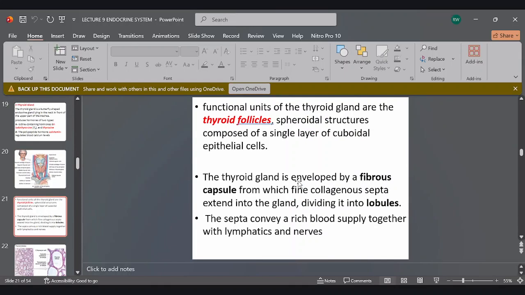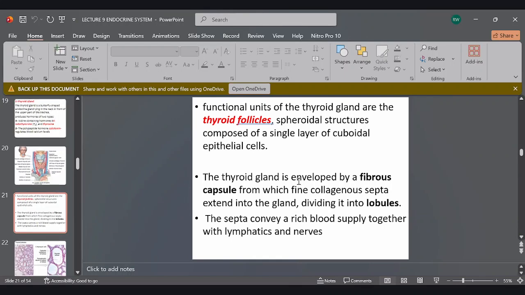Now, the functional unit of the thyroid gland is called the thyroid follicle. It is a spheroidal structure composed of a single layer of cuboidal epithelial cells. The thyroid gland is enveloped by a fibrous capsule from which fine collagenous septa extend into the gland, dividing it into lobules. So we have said it has two lobes, the left and the right. Then the septa convey a rich blood supply together with lymphatic and nerve supply.